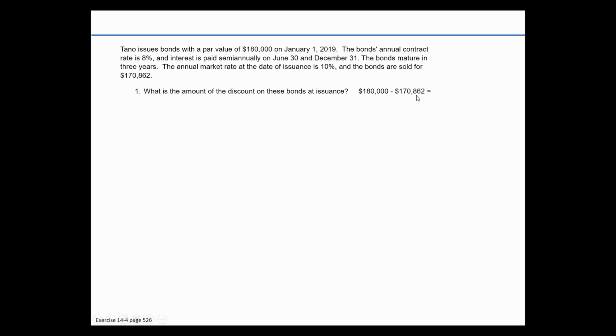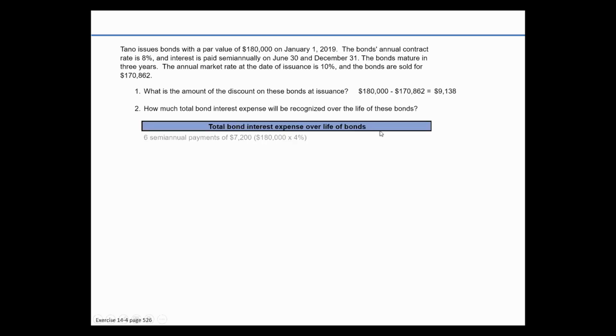170,862, that is the amount that we're selling the bonds for. And so the amount of the discount on the bonds is 9,138. And then how much total interest expense will be recognized over the life of the bonds? We know that it would be 6 semi-annual payments of $7,200.